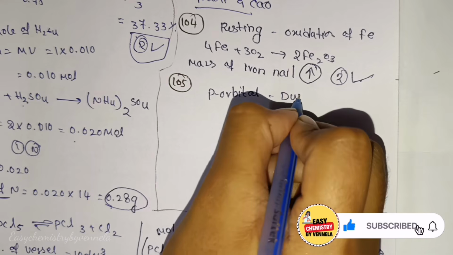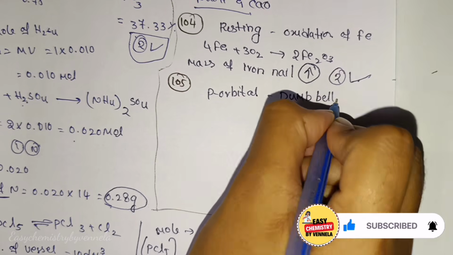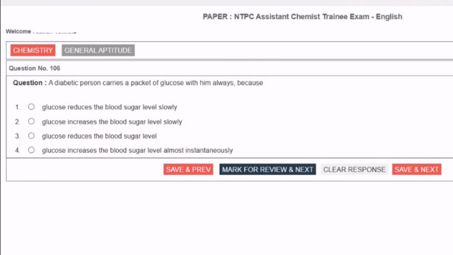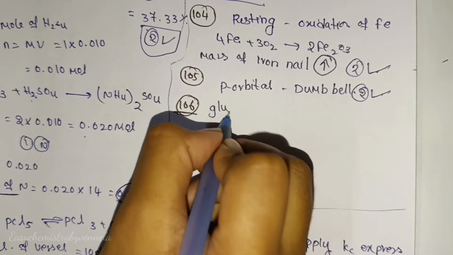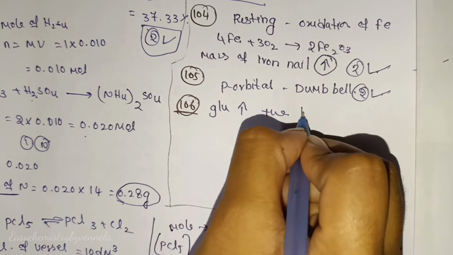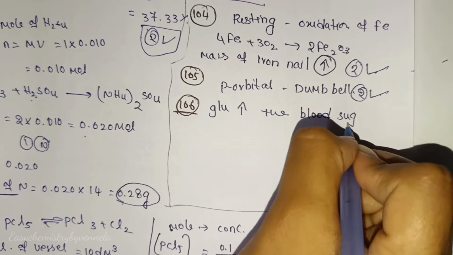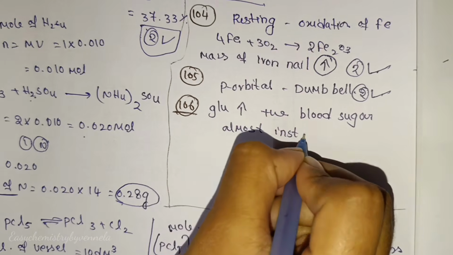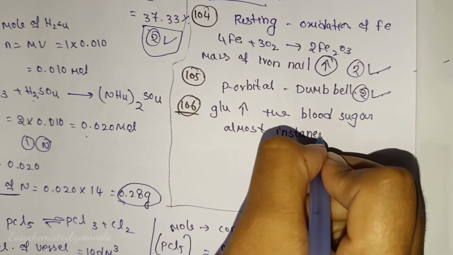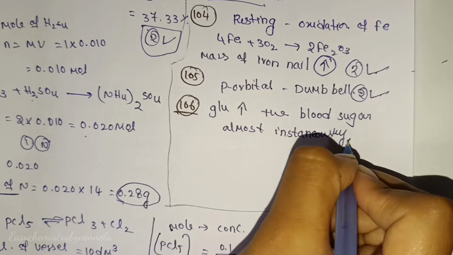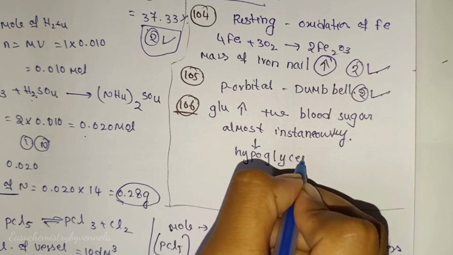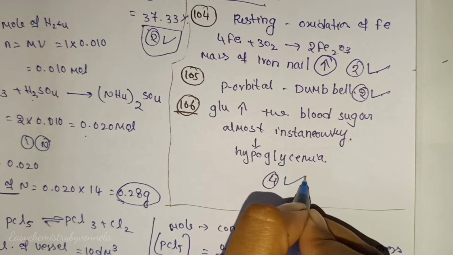That is dumbbell shape. Second option is the correct one. Next question. A diabetic person carries a packet of glucose with him always because glucose increases the blood sugar almost instantaneously. That is hypoglycemia. Fourth option is the correct one.